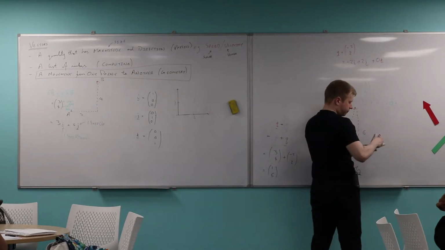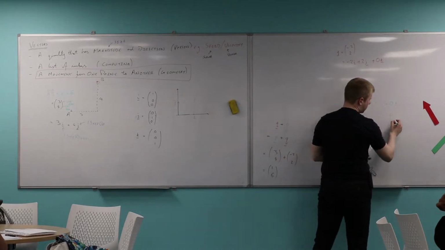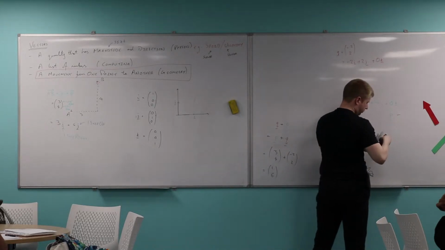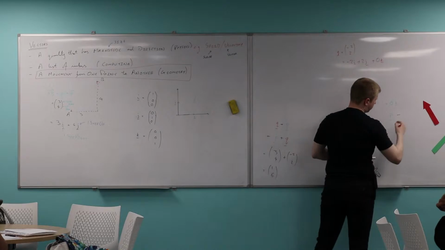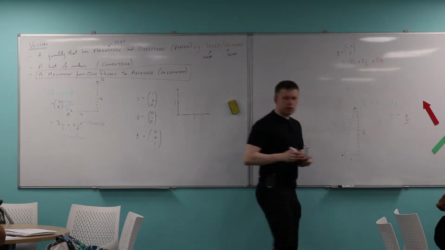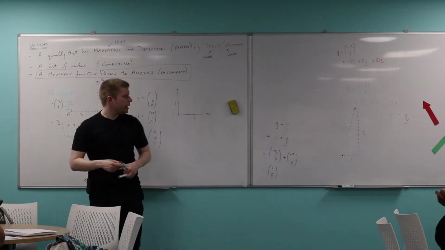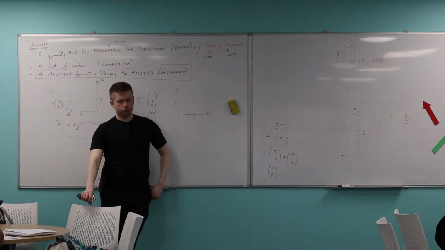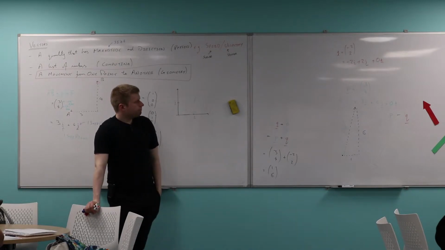What would P minus Q be? What would that mean geometrically? What would P minus Q mean geometrically? Yes, well done. But what does it mean geometrically?